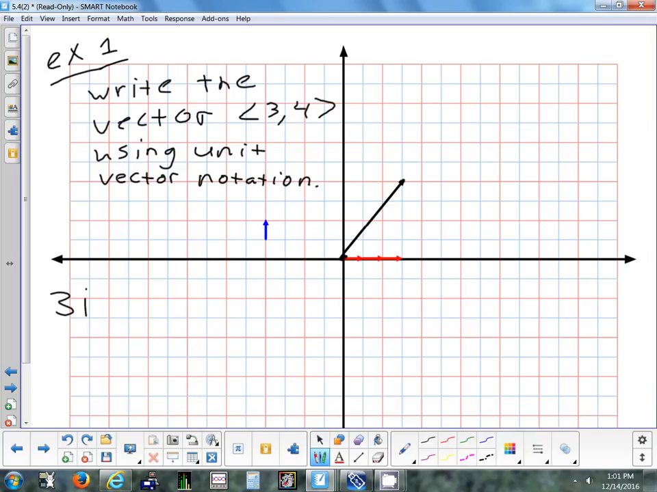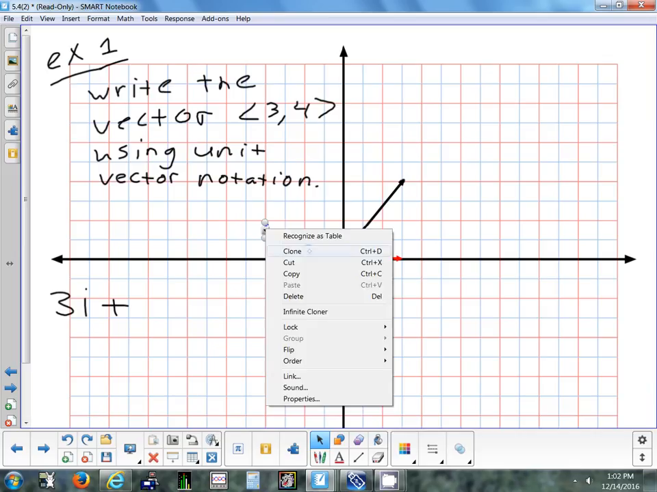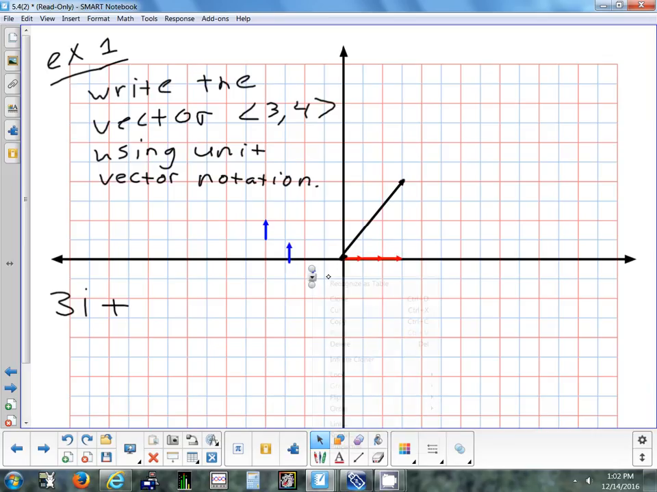3 of the i's. Plus, I'm going to add something on to the end of that. How many j's would I need? 4. Yeah, I'm going to make 4 copies of that. And I'm going to stack those together, right on the end of where I just finished. So there's 1, 2, 3, 4. So I just did 4 of the j's.